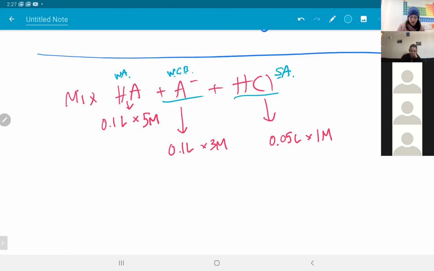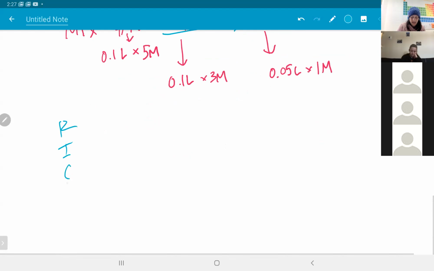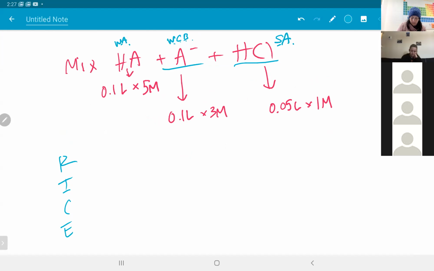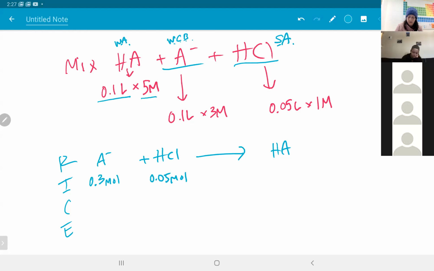Exactly. So in our rice table, because there's going to be some kind of a reaction, we would have to say that A minus plus HCl yields HA. That's our R. Initially, you find out how many moles of everything there is. Of our A minus, we've got 0.1 liter and 3 molar, so that means we have 0.3 moles. For our HCl, we have 50 milliliters of 1 molar, so we have 0.05 moles. And for our HA, we have 100 milliliters of 5 molar, so we have 0.5 moles of HA.